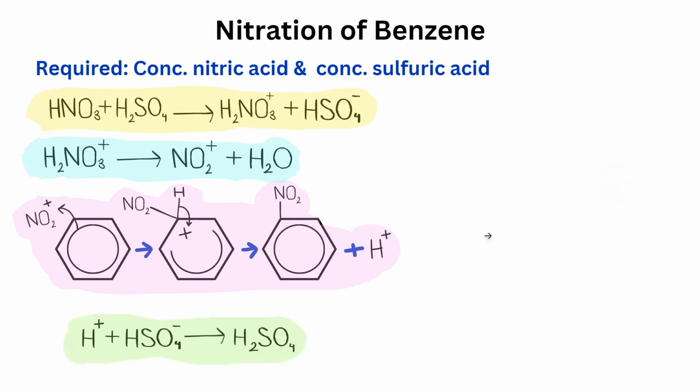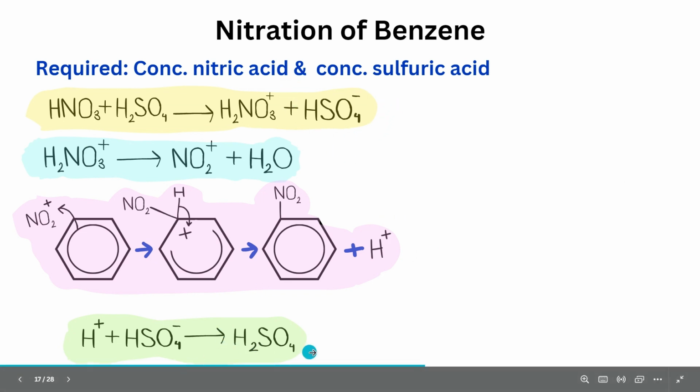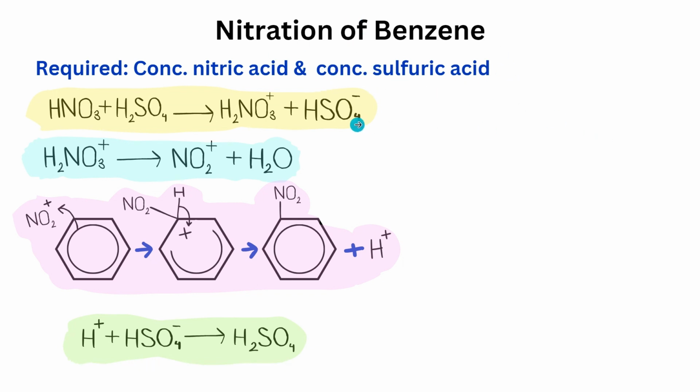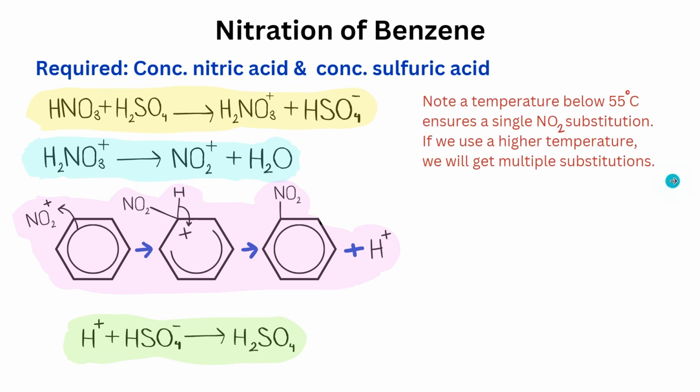Okay, next what happens is that this H plus reacts with this HSO4 minus to regenerate our catalyst, which is H2SO4. Consider sulfuric acid basically acts as a catalyst. Okay, anything that regenerates itself in the reaction and just helps the reaction to occur overall is a catalyst. Okay, note a temperature below 55 degrees Celsius ensures a single NO2 substitution. If you use a higher temperature, you will get multiple substitutions.